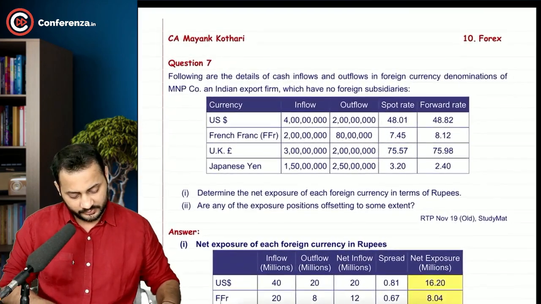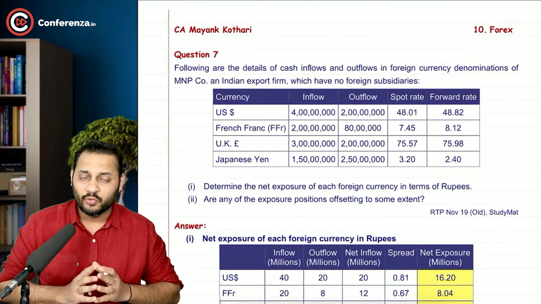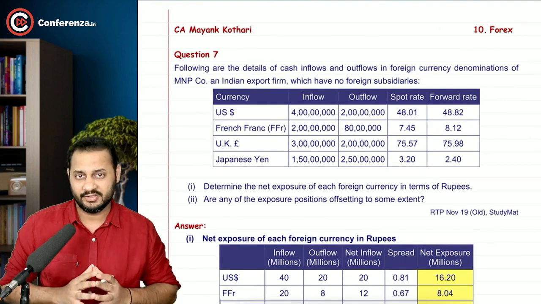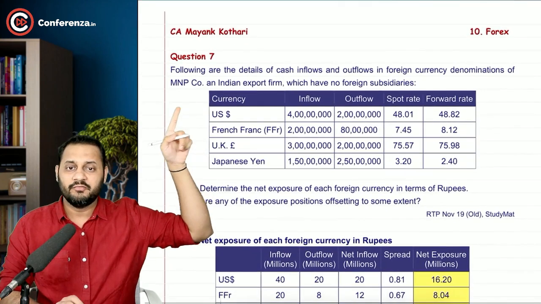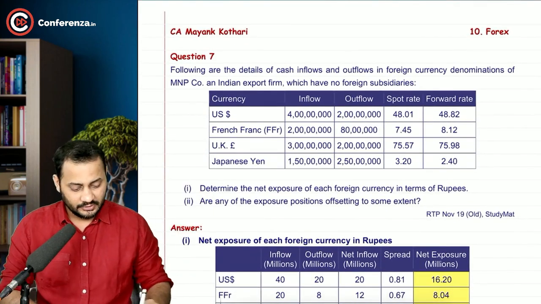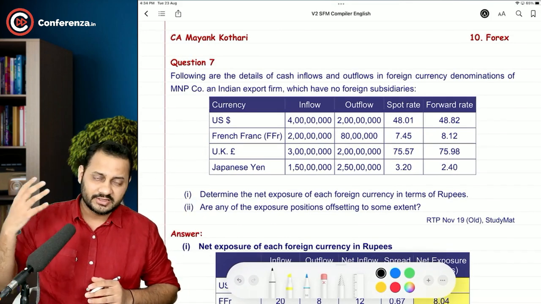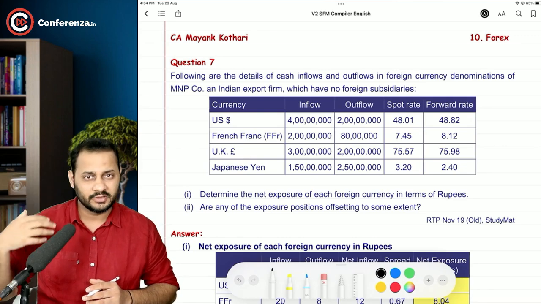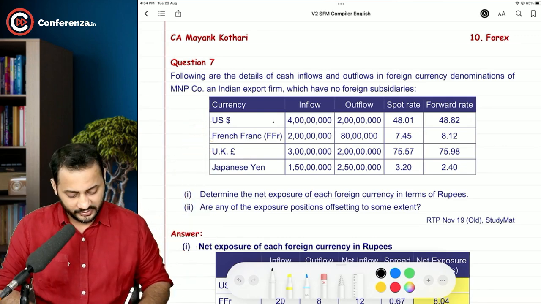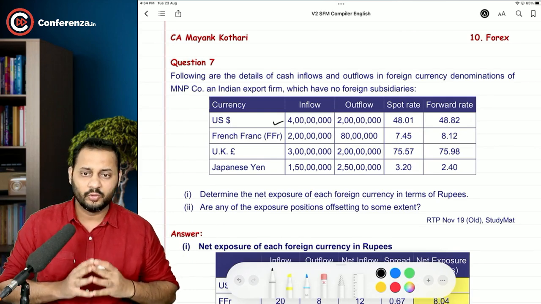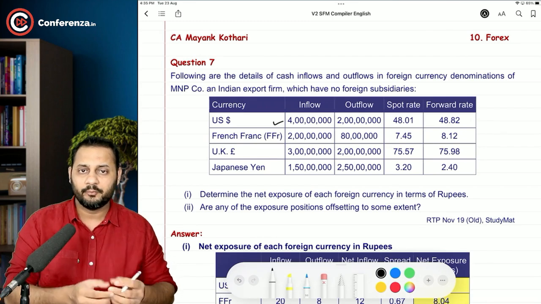Okay. Question number 7 now. Following are the details of cash inflows and outflows in foreign currency denomination of this company, which is an export firm, which has no foreign subsidiaries. So this is an Indian company which might have exported some goods and might have imported some other goods also. In terms of dollar, we have this much of the inflow, 4 crore dollar we are going to receive and 2 crore dollar we are going to pay.